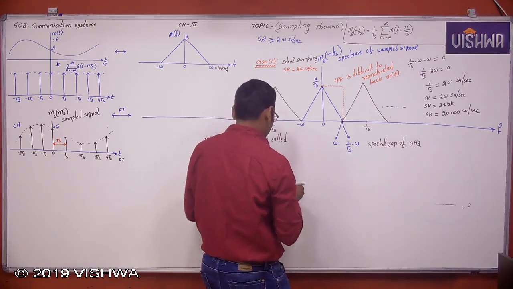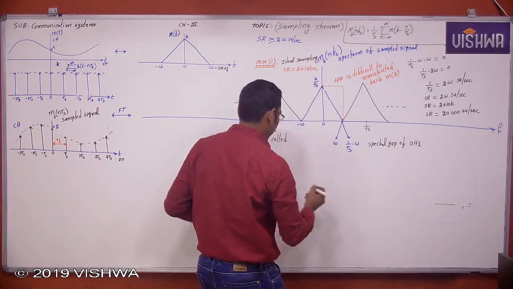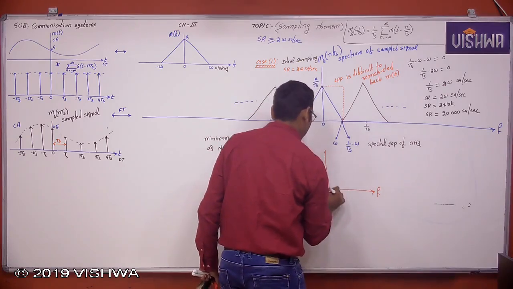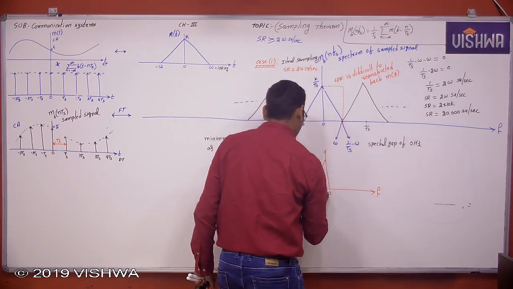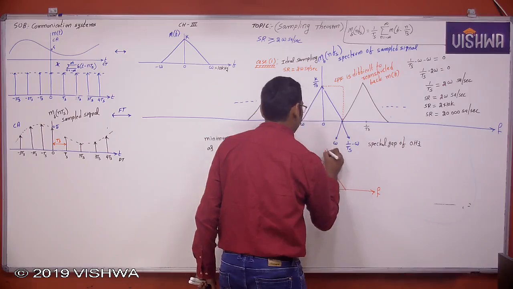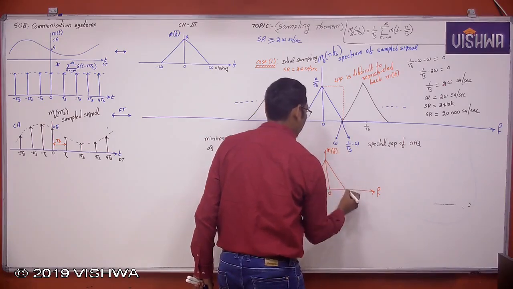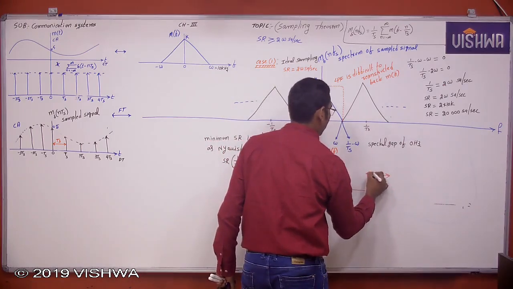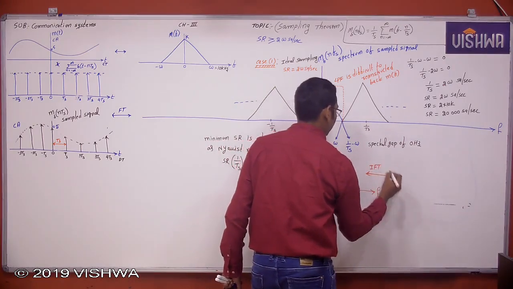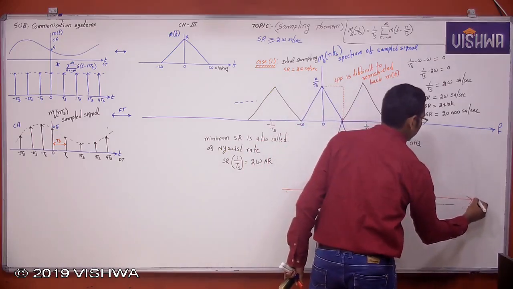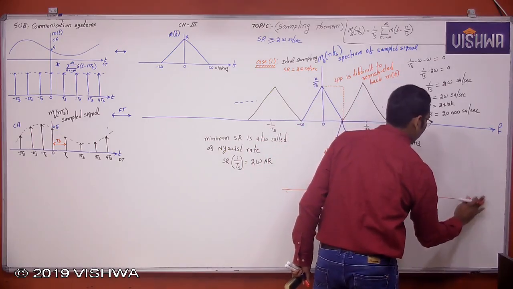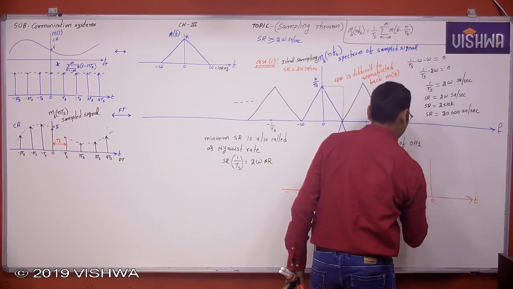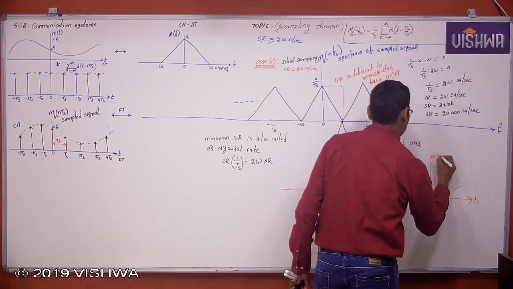So if you are designing an ideal filter or a practical filter with a zero transition band, in such a situation, we can get back the original message signal. This is M of f. Now if you apply the inverse Fourier transform, this is the message signal.